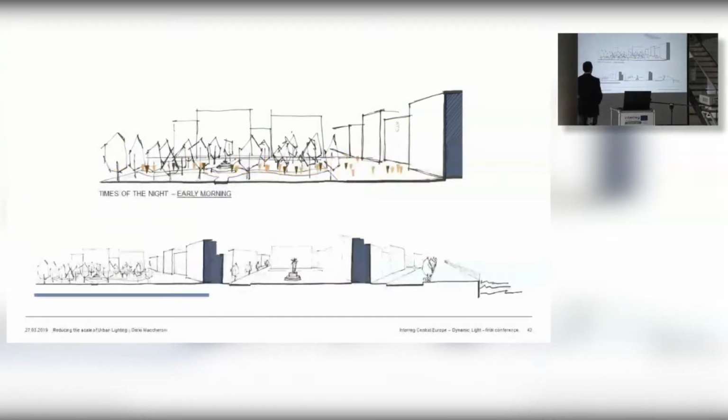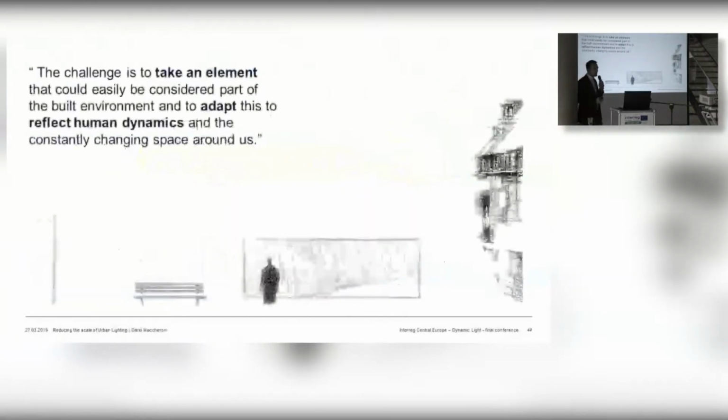Early morning, we can have commuters going to and from the train station, so maybe here a more guidance effect is needed through this main pathway, and of course also a little bit of dynamic lighting that can help turn this place from a known place as a station is, to a place for people or social interaction. So the challenge is, of course, to consider the light as part of the built environment, and to use it in order to reflect human dynamics.